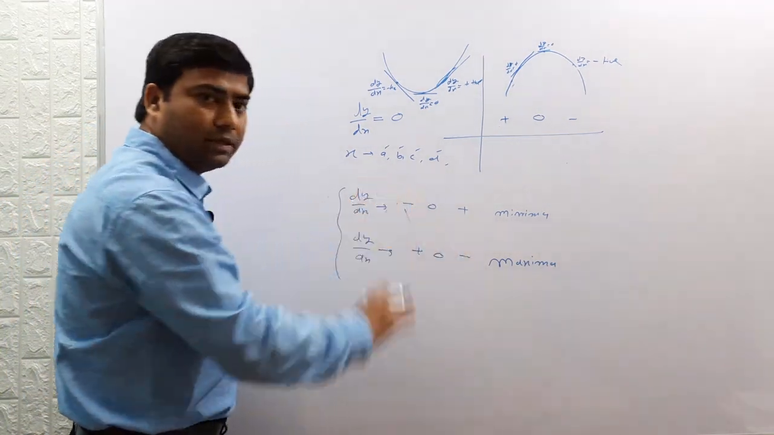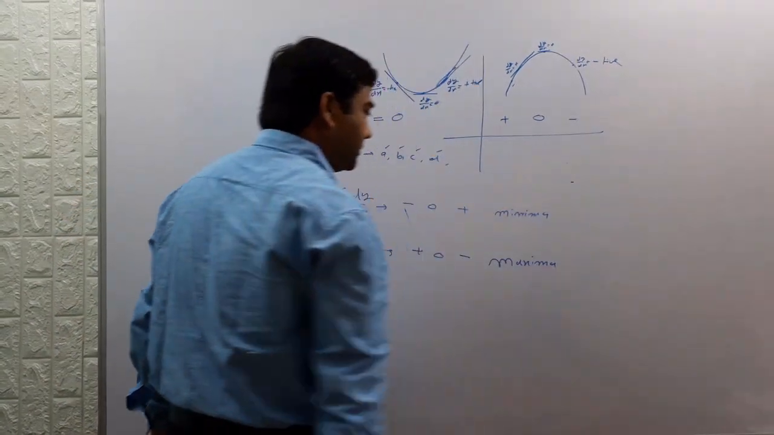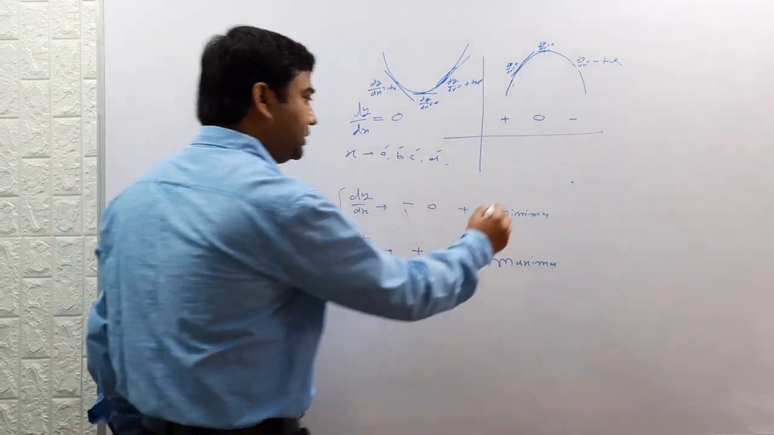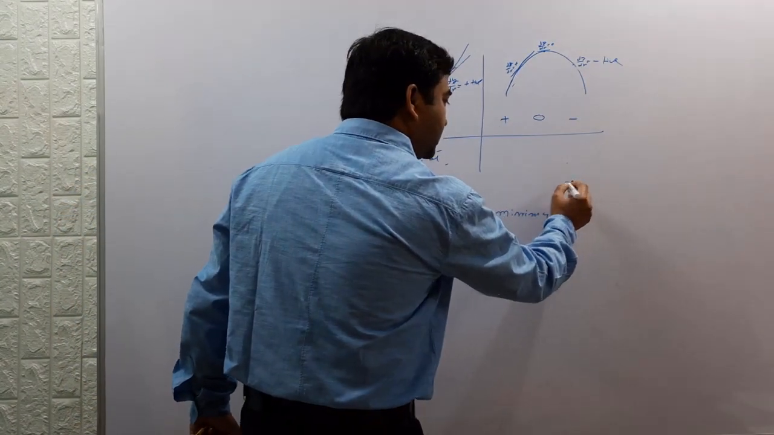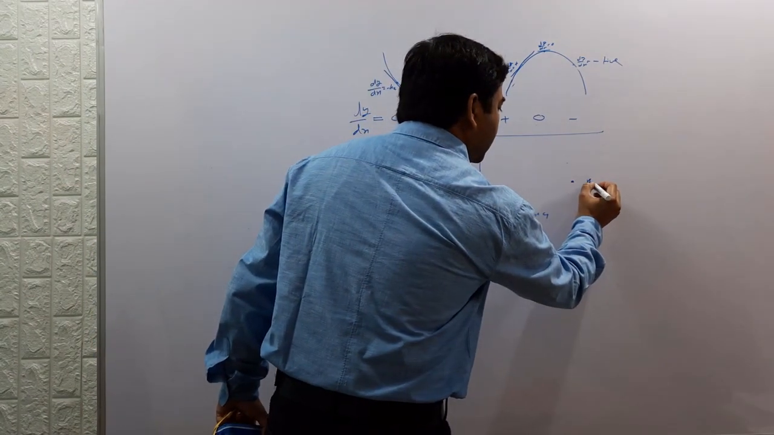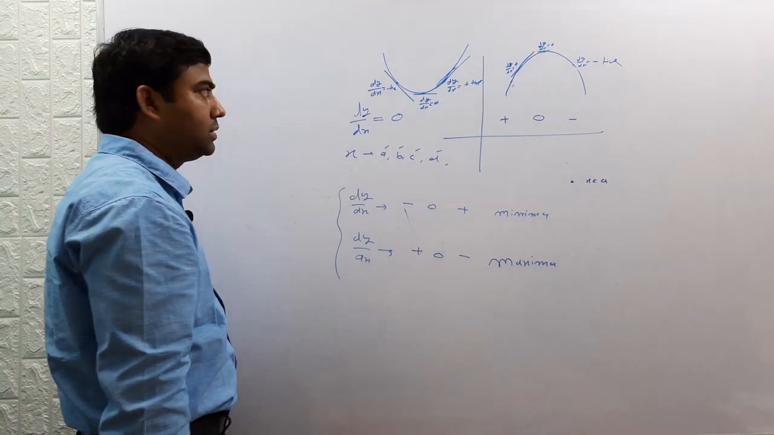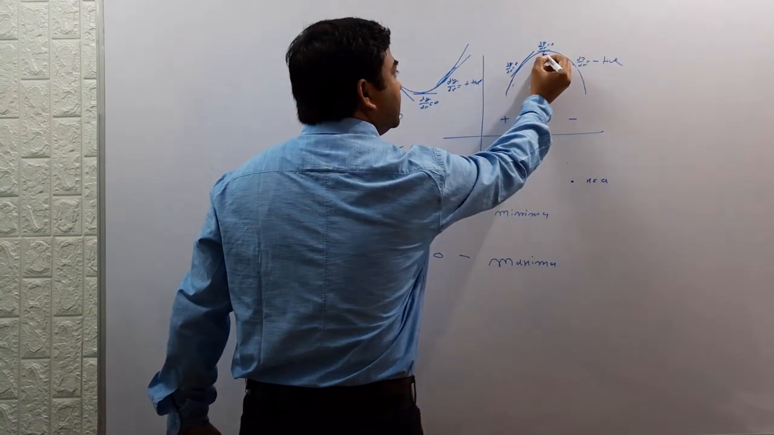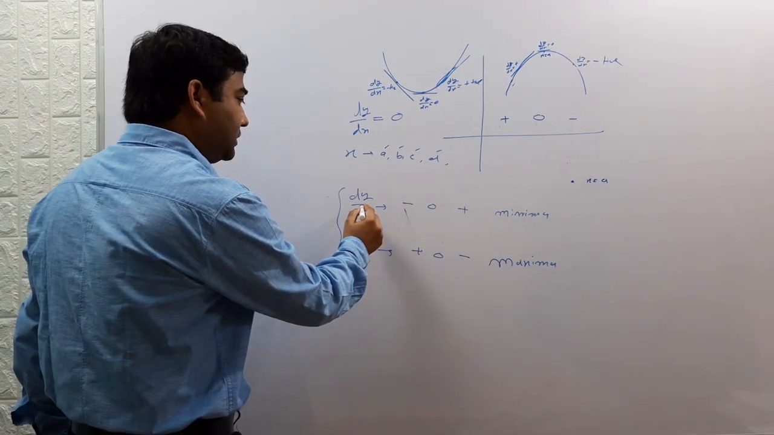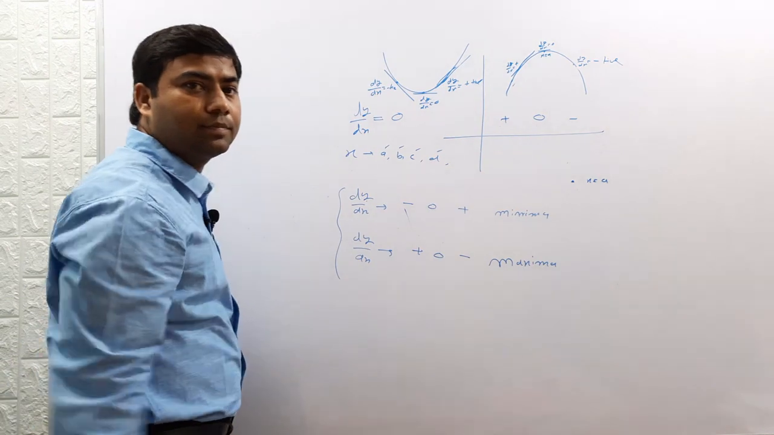to find maxima and minima at a certain point. So, what is the method? Find the point at which you want to know whether it is maximum or minimum. Let it be x equal to a. This is the point. Now find dy over dx. At this point, dy over dx will be 0.